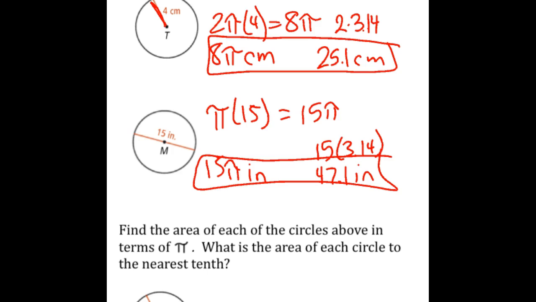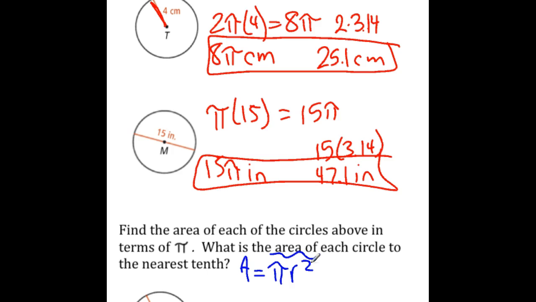The next thing they actually ask you to do is those same two pictures up there, we're going to find the area of each of them in terms of pi and the area of them to the nearest tenth. So I'm going to do the area just right below those problems in blue. Area formula, regardless of whether they give you the radius or the diameter, it actually only uses the radius, so pi times radius squared.